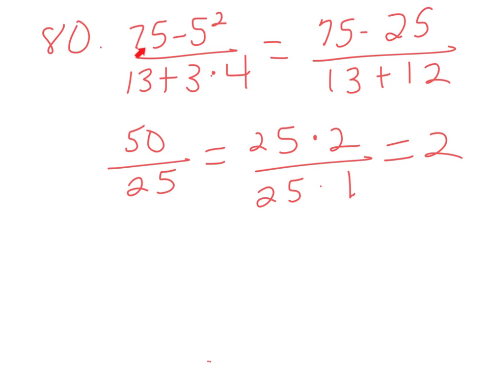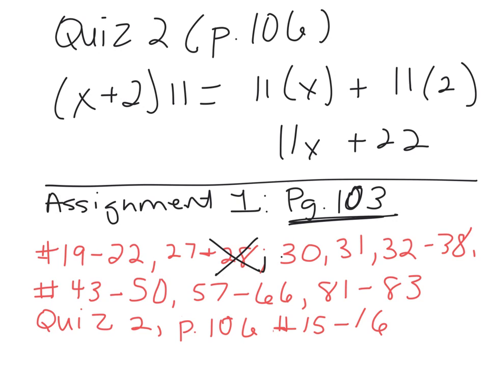In this example, we had 75 minus 5 squared over 13 plus 3 times 4. To start working it out, we had 75 minus 25, 5 squared, over 13 plus 3 times 4, which is 12. We have 50 over 25, and then we figure out what same number can multiply into both. That would be 2 times 25 is 50, and 25 times 1 is 25, and that clearly is just 2.